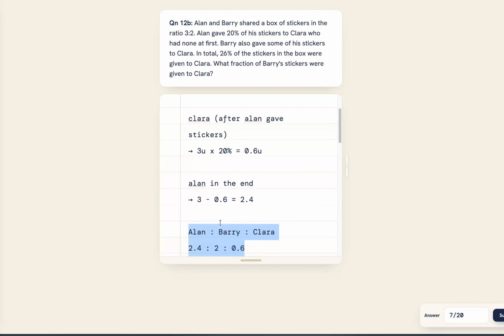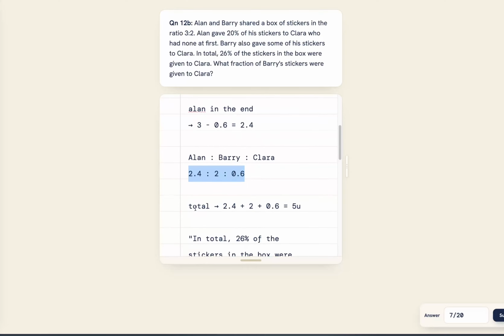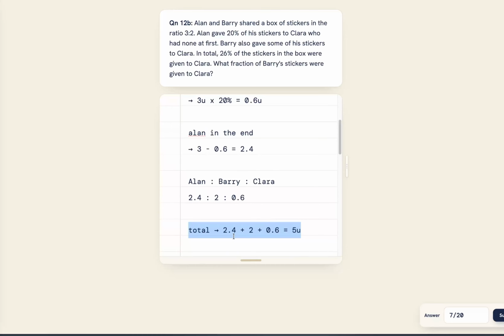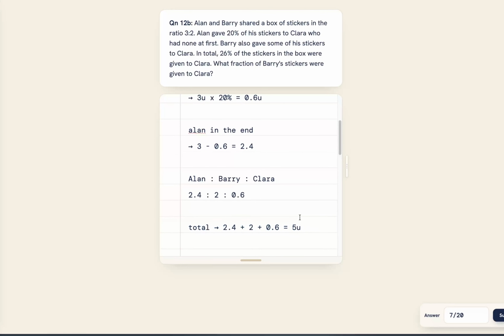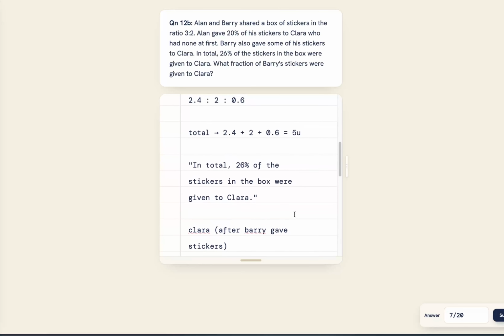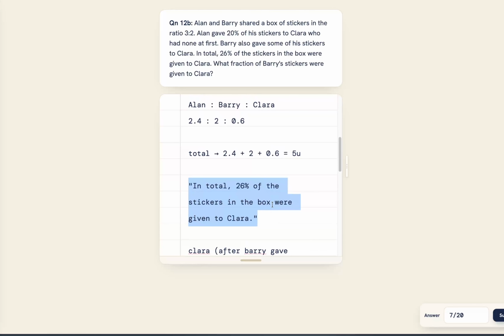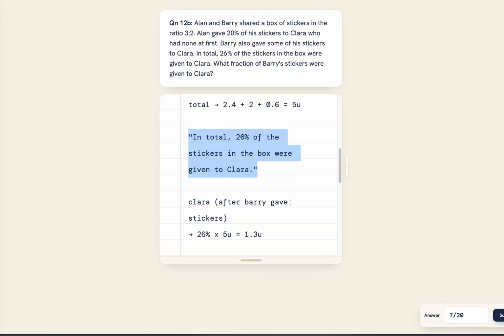So the final ratio will look something like this. So we're going to work on this final ratio. The total will be 2.4 plus 2 plus 0.6. This will be 5 units. Then in total, 26% of the stickers in the box were given to Clara. So that means we have to get Clara after Barry gave stickers. It's basically 26% times 5 units, or the total, which is 1.3 units.